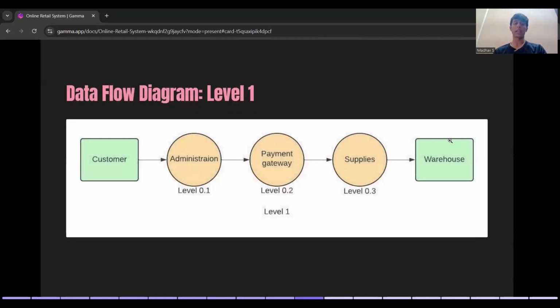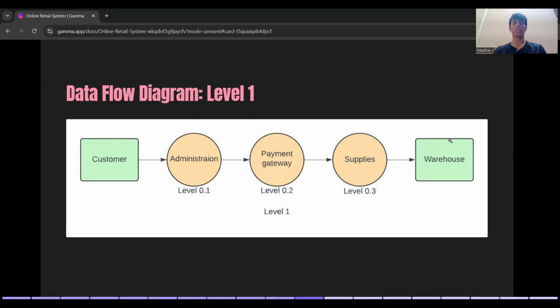This is the level 1 diagram of the data flow diagram. It consists of 5 entities called customer, administration, payment gateway, supplies, and warehouse. Here administration is level 0.1, payment gateway is level 0.2, and supplies is level 0.3.